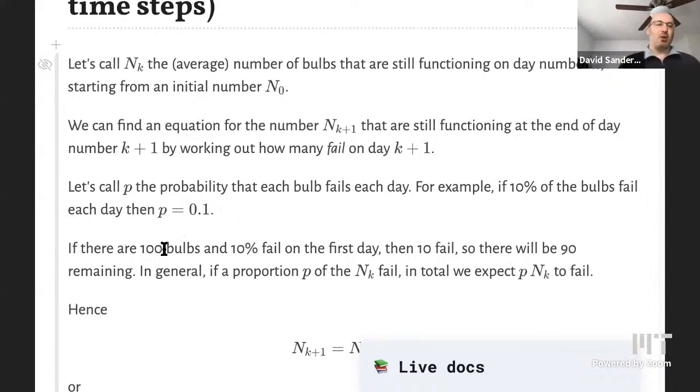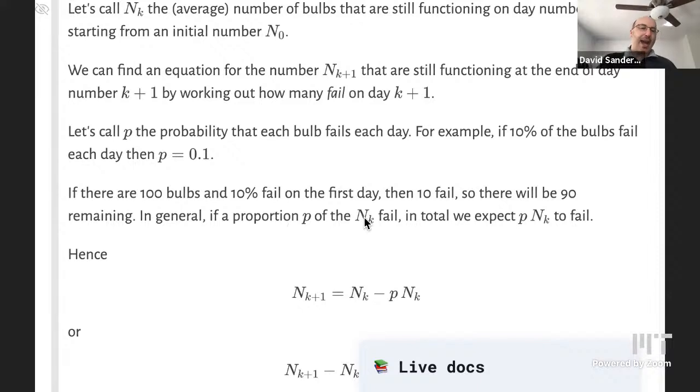For example, if there are 100 bulbs altogether and 10% fail on the first day, how many are failing? 10 are failing, and so there'll be 90 left. In general, if a proportion p of the N sub k total fail, how many do we expect to fail? We expect p times N sub k to fail. If you remember back to the probability module, this is actually the average of a binomial distribution, but we don't need that level of detail. We're doing a macroscopic model: the proportion that fail is p, and so the number that fail is p times N sub k.